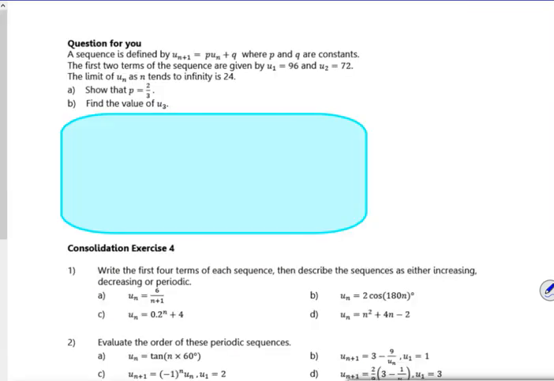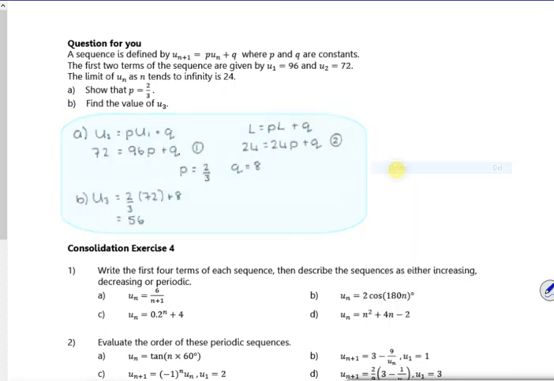Now, I think there's one for you. Yeah, there you go. Same idea. So have a look at that. Have a go at it. And then we've got some consolidation questions to do.